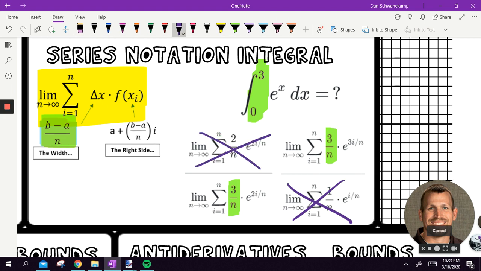Once I've found the width, I'm going to then think about the height. Okay, so what would the height be? Well, the height is going to be what you get when you take the width and you plug it into your function, starting with your starting value. So 0 plus the width times i. Well, my width is 3 over n, so 3i over n, which is this guy right here. Boom, that is the right answer.